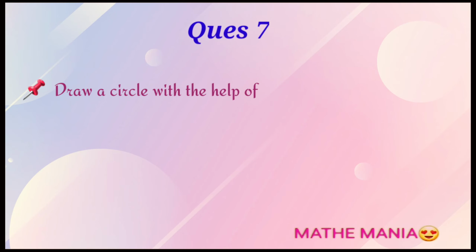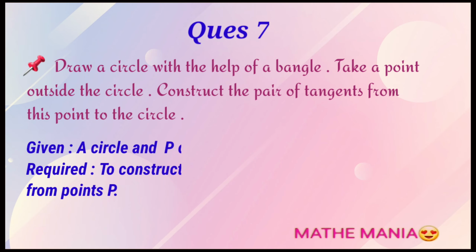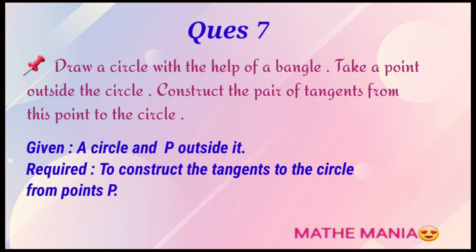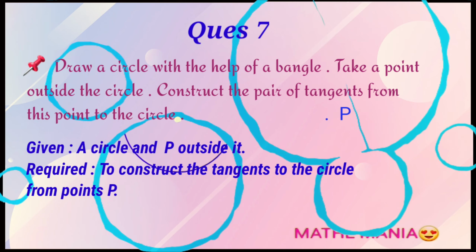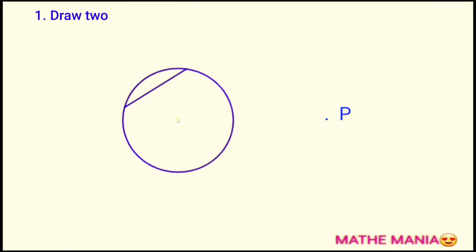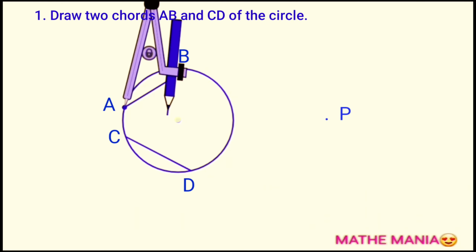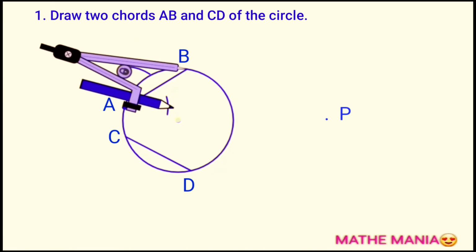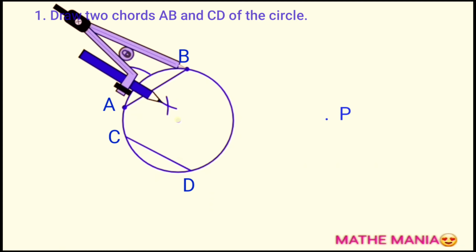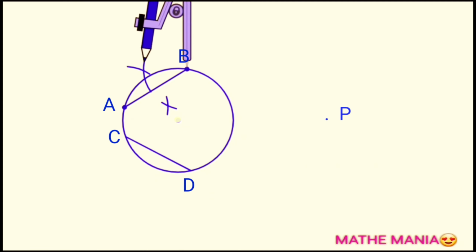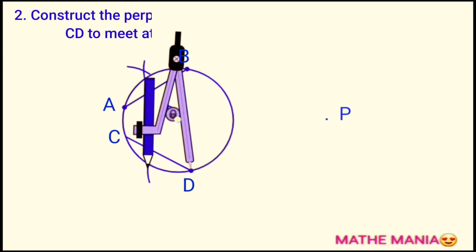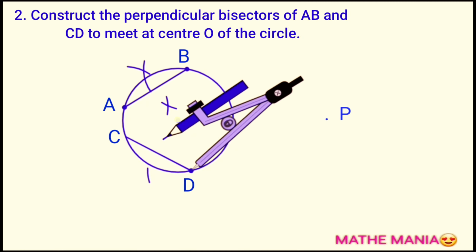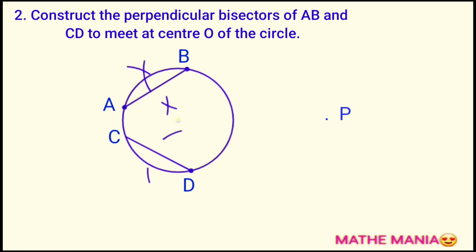In our next question, we have a circle made out of a bangle and we don't know its center. In order to draw the tangents from any point outside the circle, we have to join the point to the center. So to locate the center of the circle, we will draw 2 chords of the circle and then construct their perpendicular bisectors. The point where the perpendicular bisectors are intersecting is the center of the circle. So we get the center O this way.